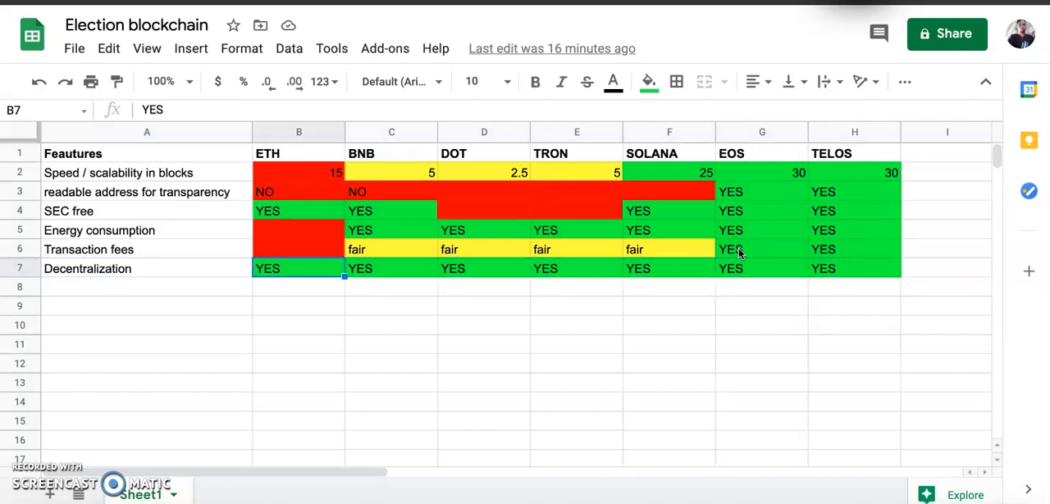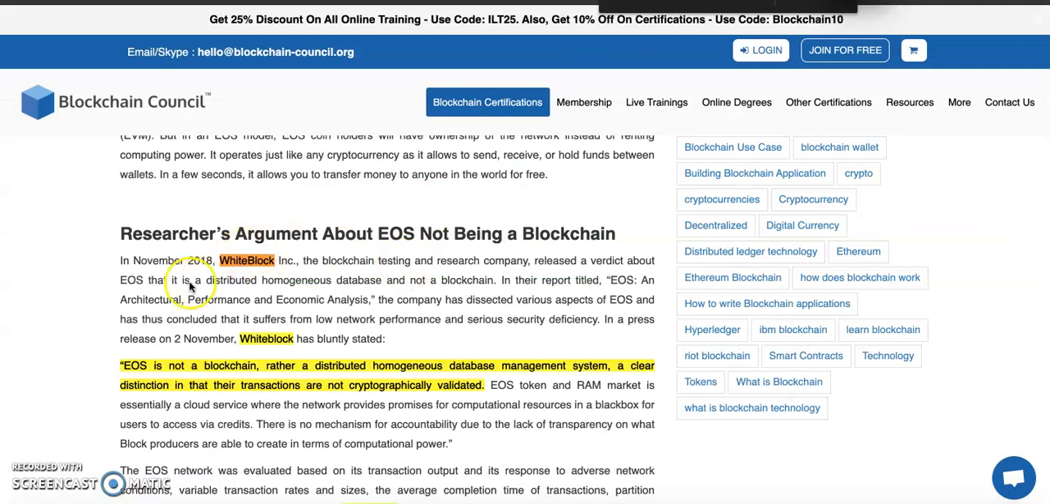Now, when I say they're all decentralized, some people will be like, are you sure EOS is decentralized? There was an article that came out recently saying EOS is not a blockchain. Now let's analyze that article and see. Now this is the article right here. In November 2008, White Block stated that EOS is not a blockchain.